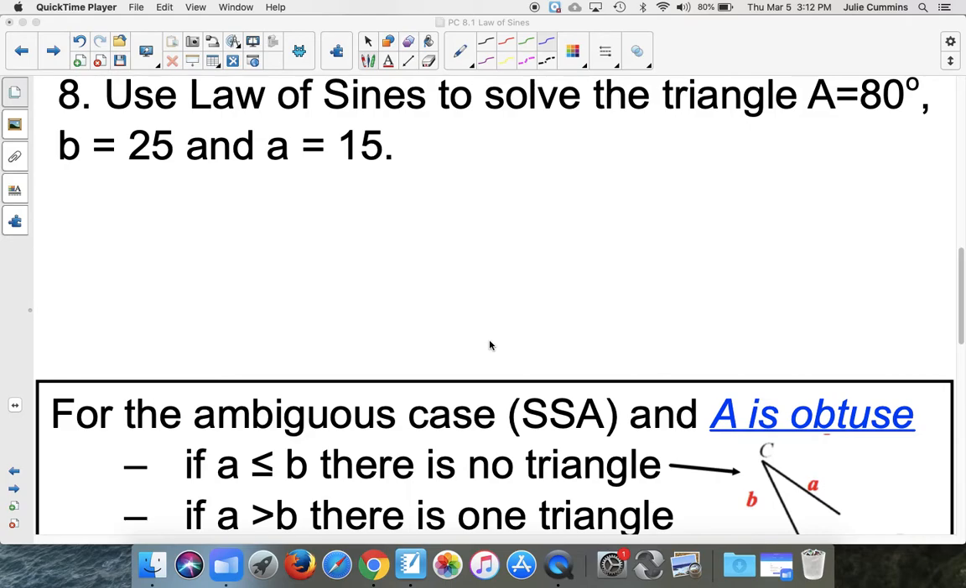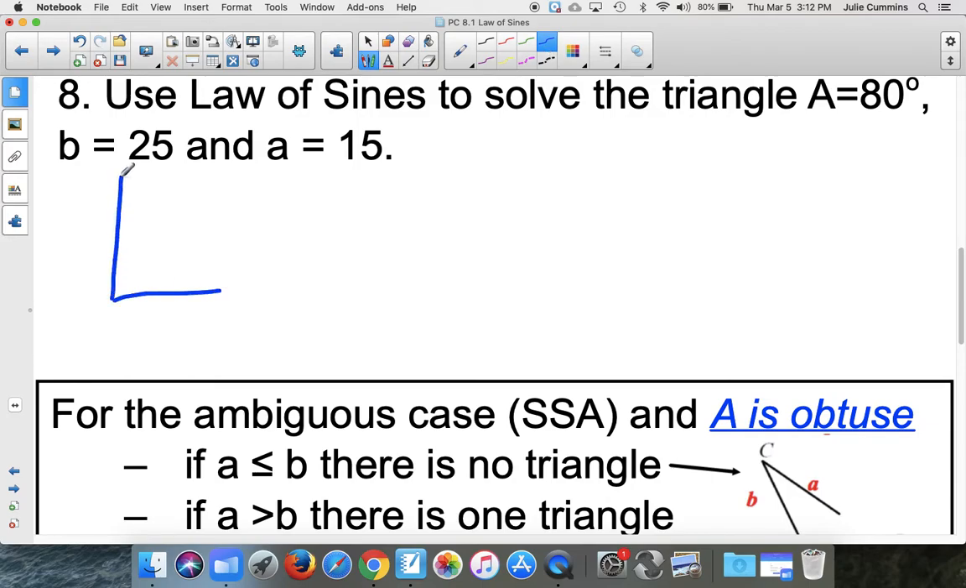And first I'm going to draw it for you, and then I'll show you what happens if you don't draw it. So we have an 80-degree angle, which is a pretty big angle. There it is, 80 degrees. Side B, so this will be angle B, so this will be side B, it's 25. And then side A, that's this one over here, is 15. That's going to be angle C.